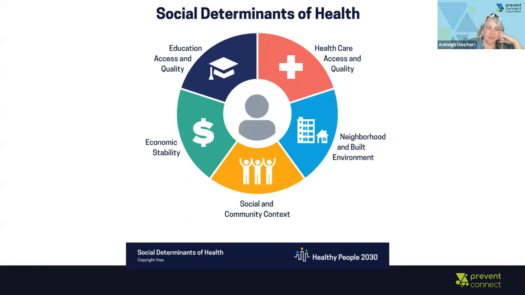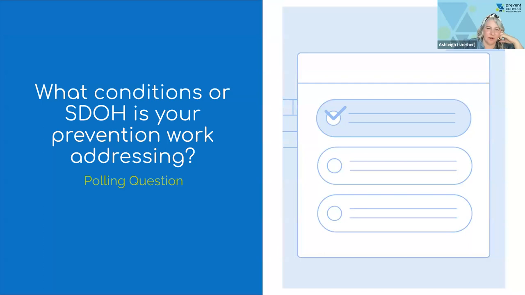That was super helpful. So we do want to move to our next question, and this is actually going to be a polling question. So let me pull that up for y'all and let me launch it. And the question is asking what conditions, so what are those conditions in the environments where we live, work, and play, is your prevention work addressing? And so these are the categories that Christina just shared with us. So education access and quality, healthcare access and quality, the neighborhood and built environment, economic stability, or the social and community context. And I'm going to let this get to 70% participation.